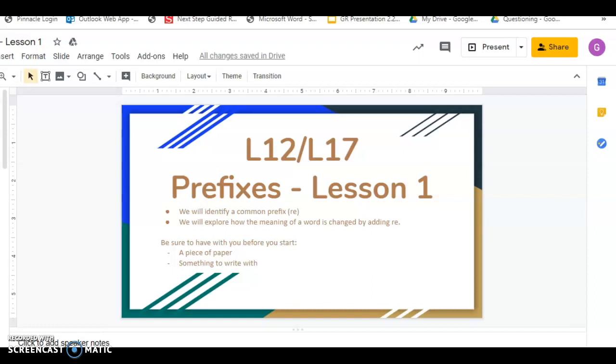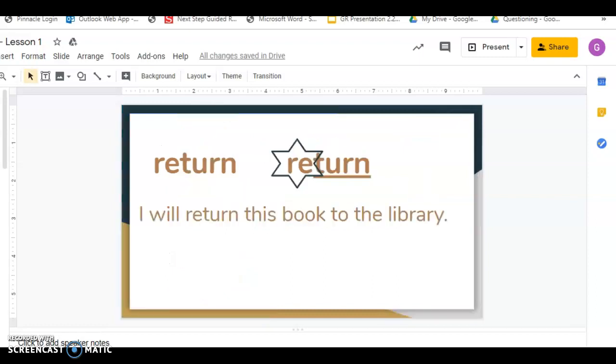So let's get started. Take a look at this word. I will return this book to the library. Return. What does this word mean? I will return this book to the library. That means I'm going to take this book back to the library. In the word return, re is a prefix, and you see I have a star around it. This prefix means back or again.